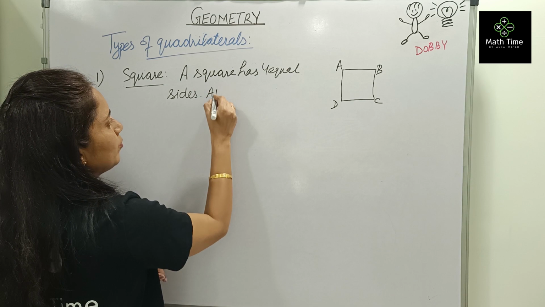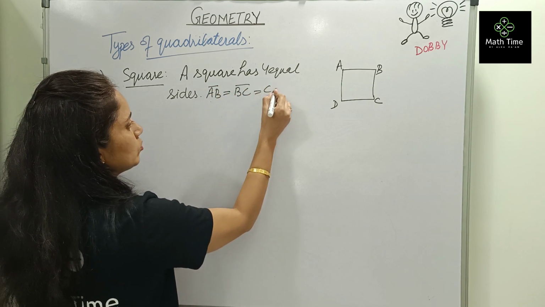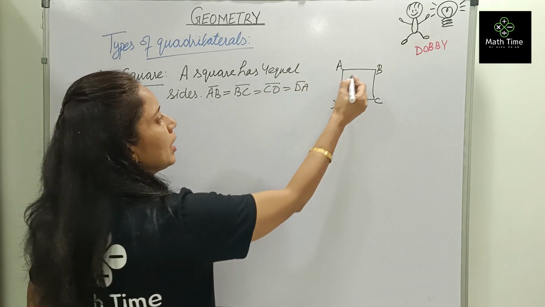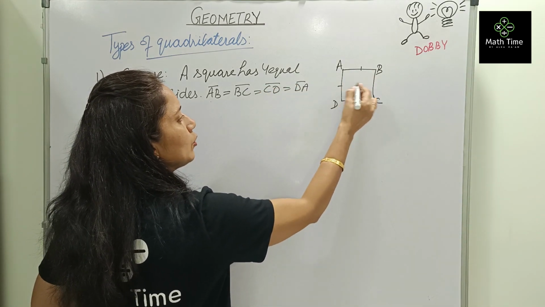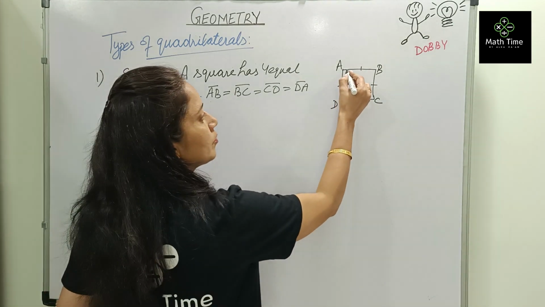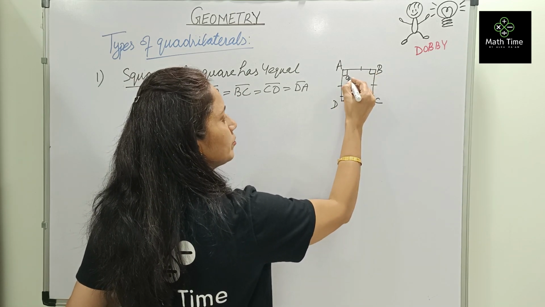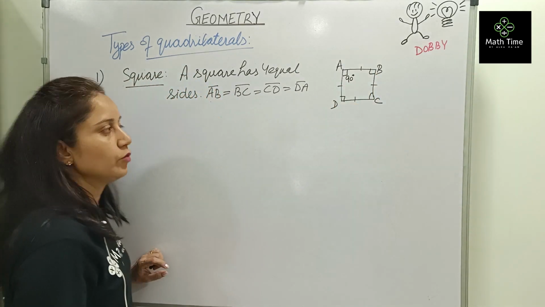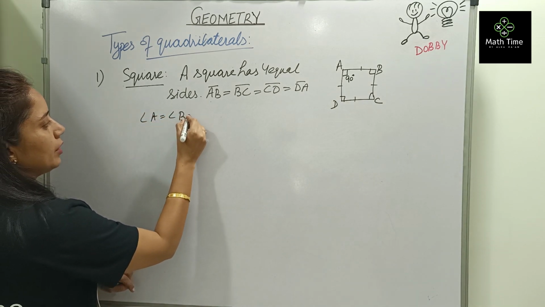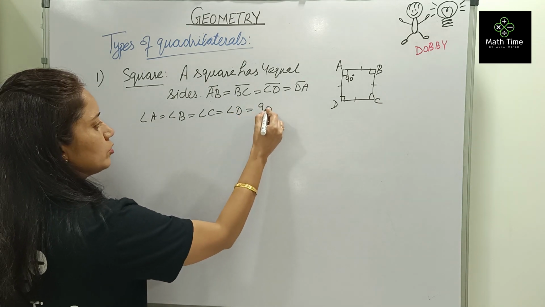That means AB line segment equals BC line segment equals CD line segment equals DA line segment. All are equal. I am making equating marks over them. Now, secondly, all the corner angles are 90 degrees. They are perpendicular to each other. So angle A is equal to angle B equals angle C equals angle D, which are equal to 90 degrees.